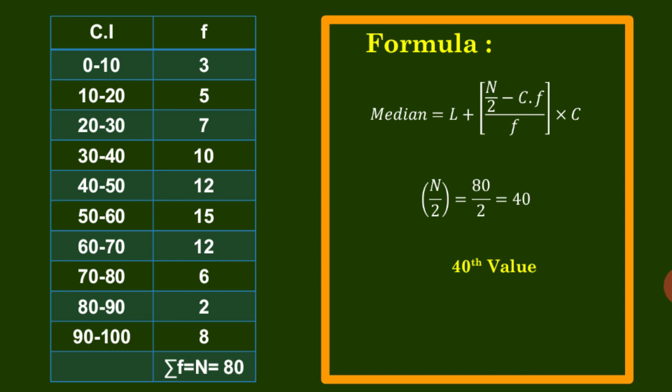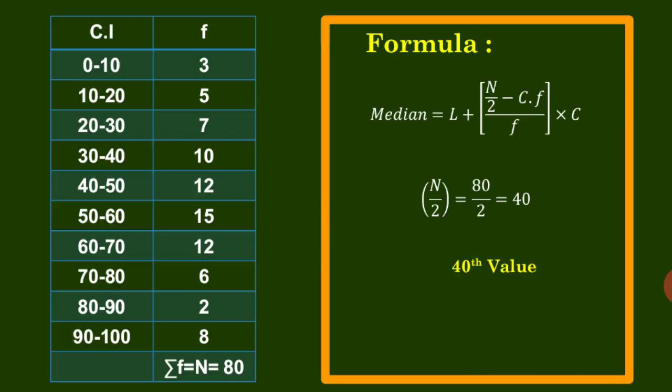3 plus 5 plus 7 plus 10 plus 12 plus 15 plus 12 plus 6 plus 2 plus 8. Summing all the values, it gives 80. Therefore our capital N value is 80. Now substituting 80 for n and dividing by 2, it gives 40. Now we are going to check our median value, the 40th value.